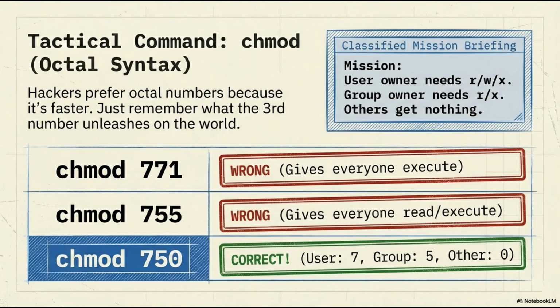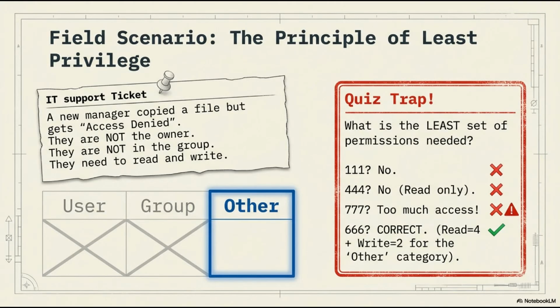Right. So why do the distractor commands fail here, like chmod 771? Well, 771 gives everyone execute power. The one at the end is a massive vulnerability. And chmod 755, that gives everyone read and execute power, still fails the mission. The only correct answer is chmod 750. Which brings us to a core philosophy. We are shifting to slide 8, field scenario, the principle of least privilege.